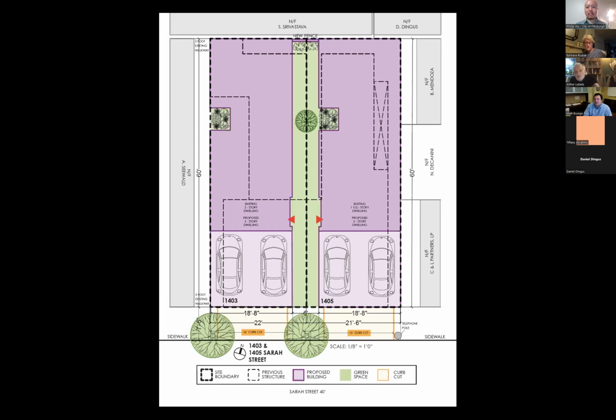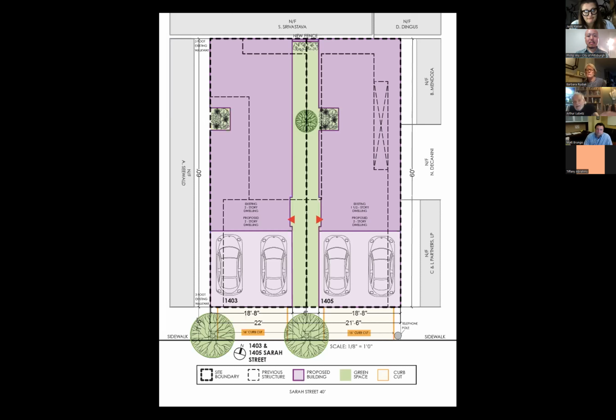And the building on the left, 1403, contextually, if we're just talking about meeting contextually, that building touches the property line on the west and touches the property line on the back. 1705 is about 2.5 feet off the property line.